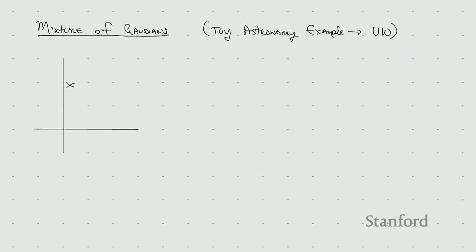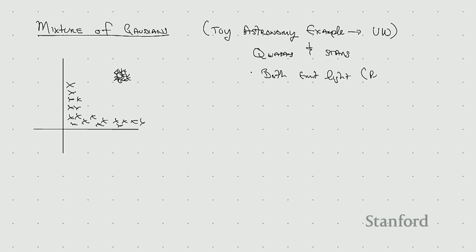So what happens is we get some data that looks like this. Maybe like this. Okay? And these are all our little photons that are there, okay? So, quasars and stars. Both of these things emit light, but all we get to observe are these photon hits. Okay? All right.